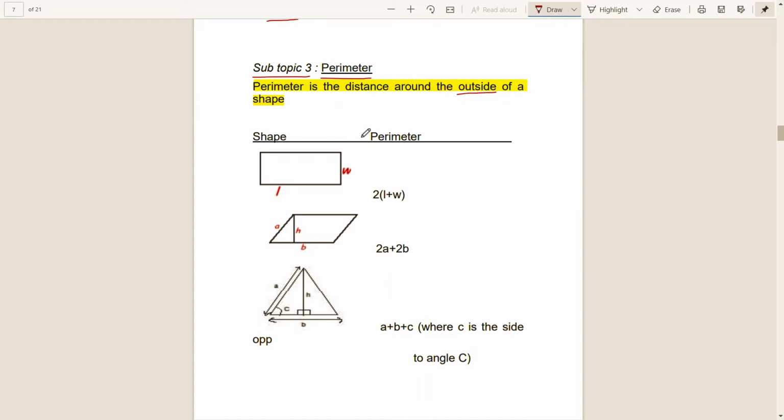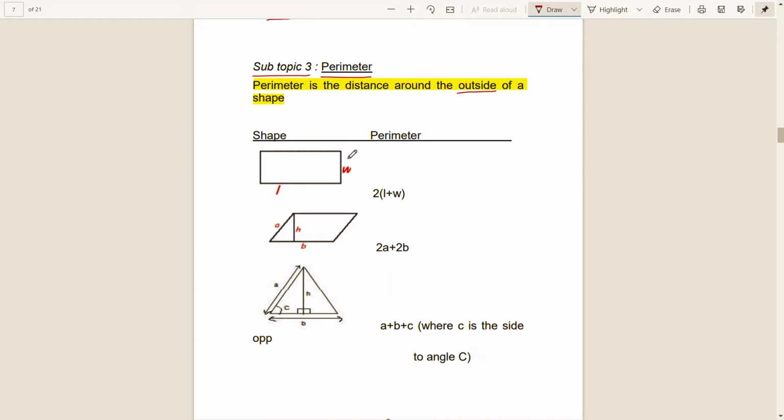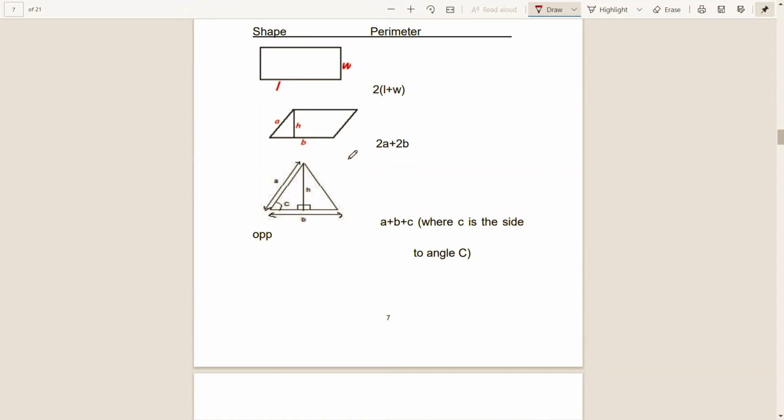For example, now let's study different shapes and their perimeters. The first shape is a rectangle. This is L, this will also be L. This is W, which is width. This will also be W.